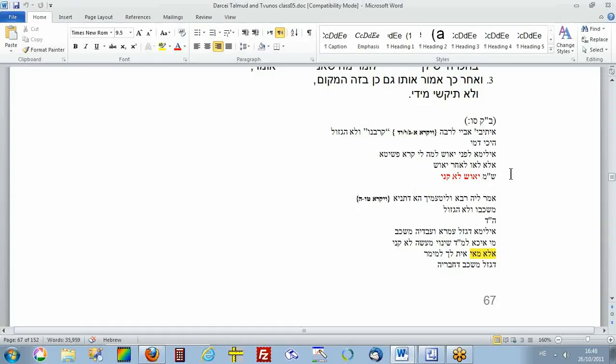Right. Okay, very good. So now, that was the attack. The attack was from Korbanot. So, Omalei Rava. Now here is Rava's defense. He says, Ulatamech, wait a minute. According to your reasoning, what are we going to do with the following brisa? What does the brisa say? It says, Mishkavo v'lo gozo.